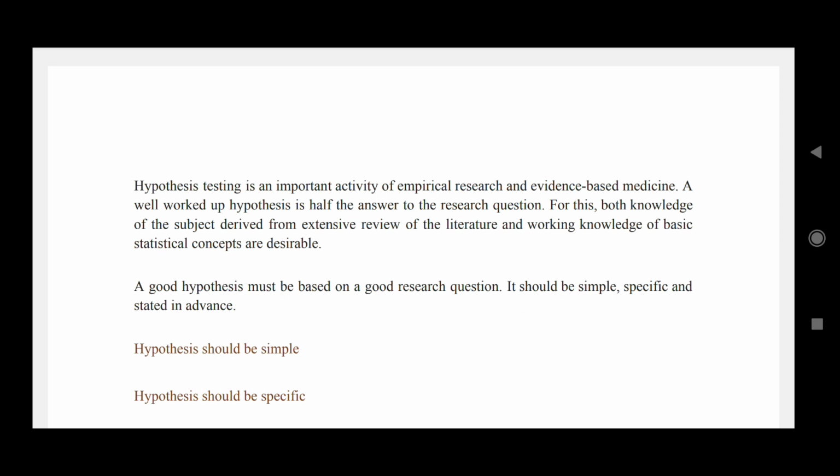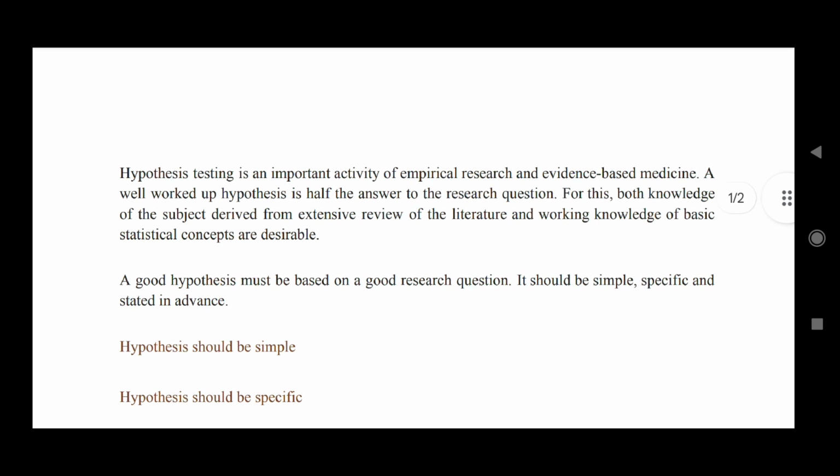Hypothesis testing is an important activity of empirical research and evidence-based medicine. A well-worked up hypothesis is half the answer to the research question. For this, both knowledge of the subject derived from extensive review of the literature and working knowledge of basic statistical concepts are desirable. So hypothesis testing is a very important activity in case of empirical research and evidence-based medicine.